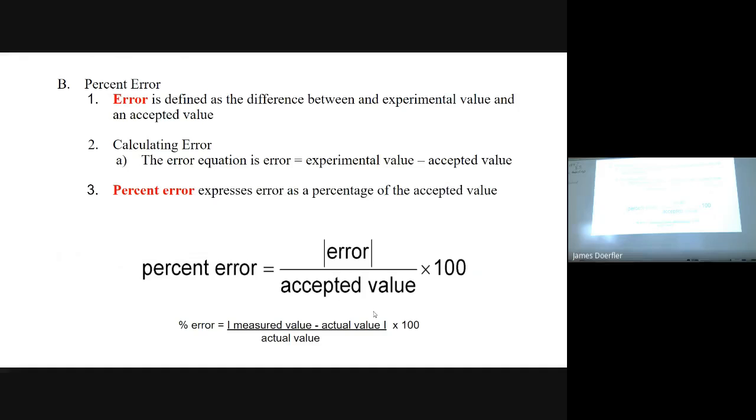Sometimes your actual value is going to be bigger than your measured value. That's why you have the absolute value sign there. So you take that difference, divide it by the actual value again, then multiply by 100 to put it into a percentage. So obviously, the smaller the percentage of error, the more accurate your results are. So again, that is the formula that I recommend you using.